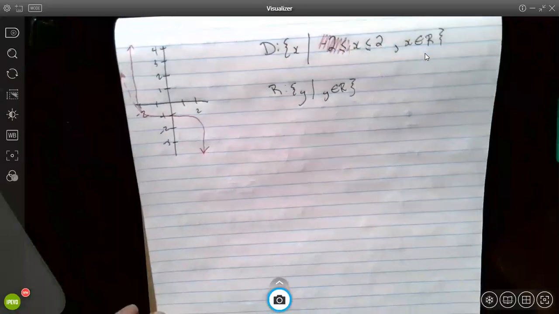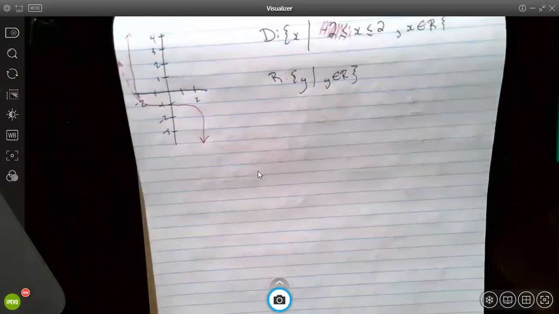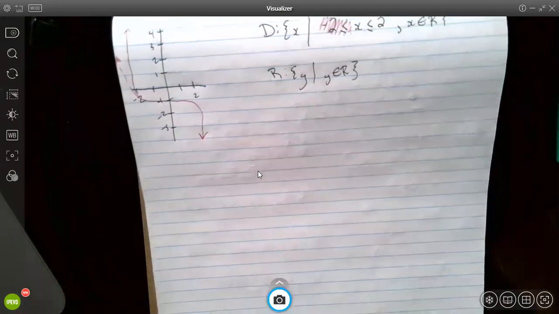Okay, so that's it for writing domain and range. Next, we're going to look at how to actually calculate X and Y values.